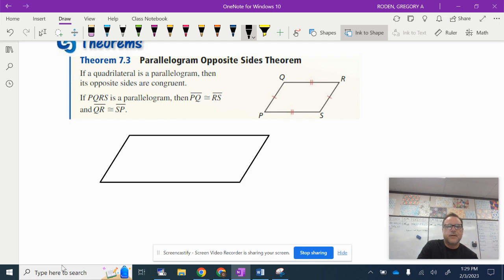See if it'll give it to me. Awesome. So we have a slanty box. So we're going to call this parallelogram ABCD.